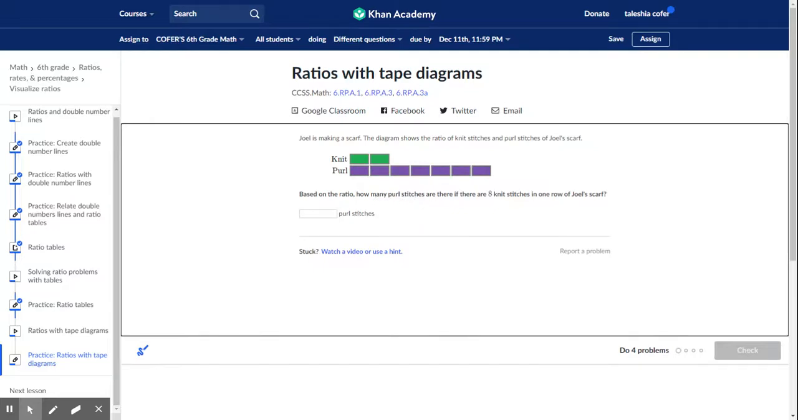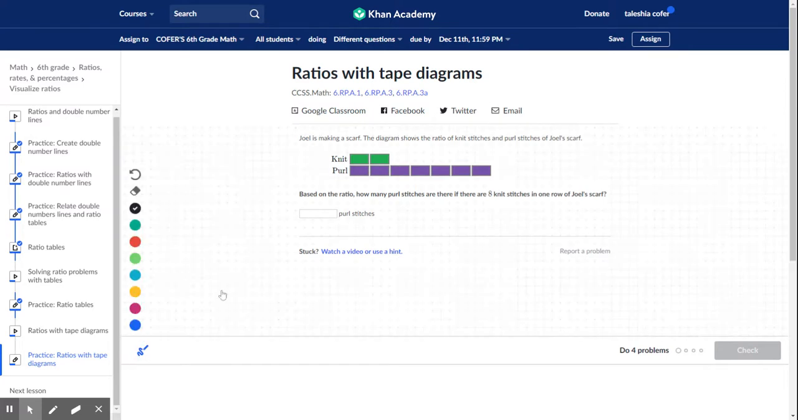Okay, when it comes to ratios with tape diagrams, it is actually pretty easy to do as long as you follow these steps. So the first thing we want to do is read the question. It says Joel is making a scarf. The diagram shows the ratio of knit stitches and purl stitches of Joe's scarf.